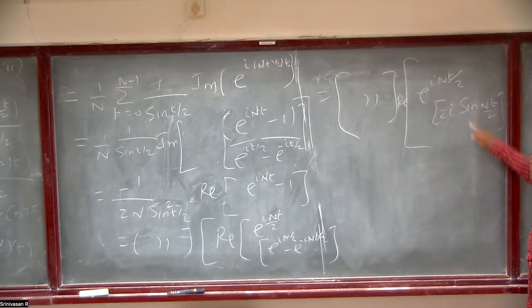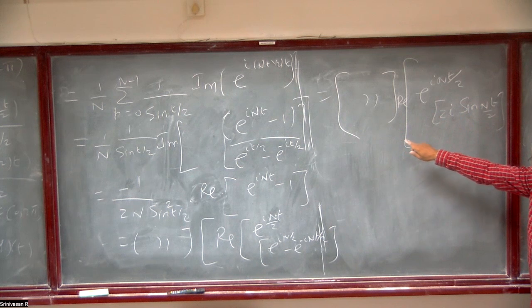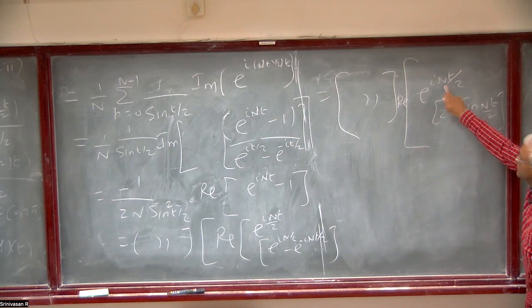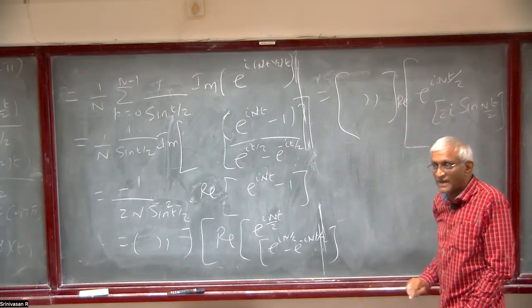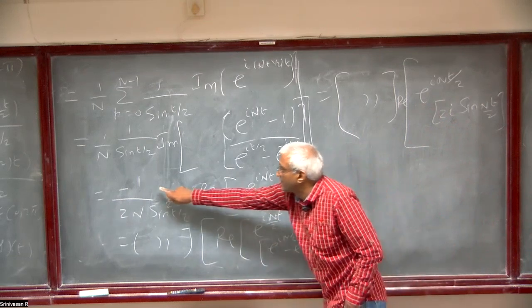Okay. Now I am multiplying by the e power i n t by 2. Except for the i, this is real, so you can take this out. And you have 2i of this, and the real part of this will be imaginary, minus the imaginary part of it. That minus will cancel with that minus. There is a minus here.